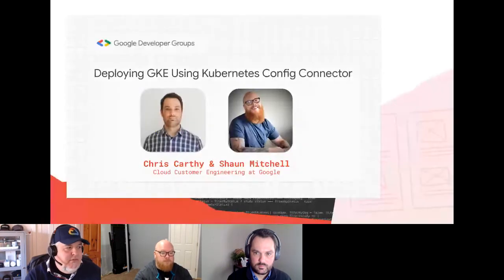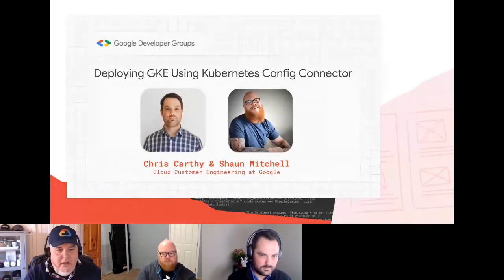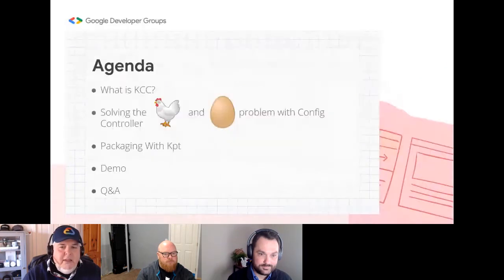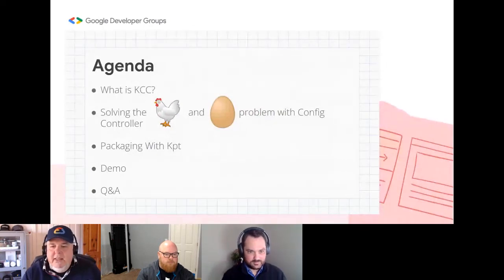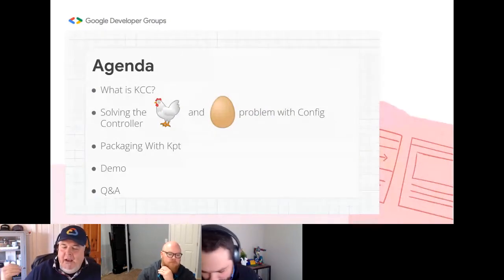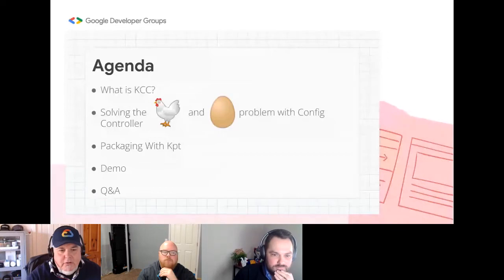But the important stuff is actually coming in right now with our friends Chris and Sean. I'll invite you to unmute yourselves, and after that, I'll let you introduce yourselves. Chris and Sean are going to talk about Config Connector, and we'll basically cover: what is KCC, solving the chicken and the egg problem with Config Controller, packaging with kpt, a demo, and Q&A. From now on, I'll stop sharing and give you full control, Chris and Sean. The stage is yours.